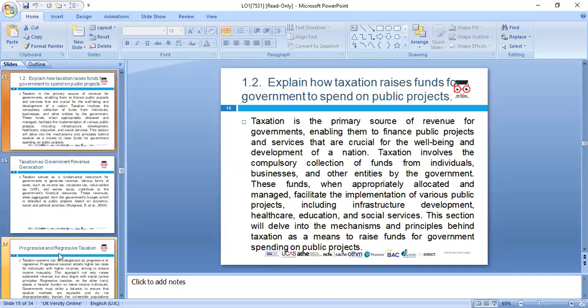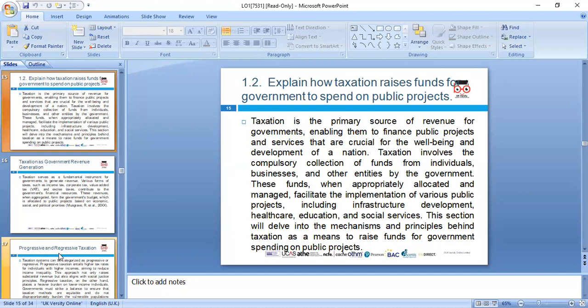Okay, 1.2, we look at taxation as a rise and fund of the government. Taxation is the fiscal policy of the government, which we can look at as the revenue of the government, enabling them to finance public projects and services that are crucial for the well-being and development of the nation. The funds come from individuals, businesses, and other entities.